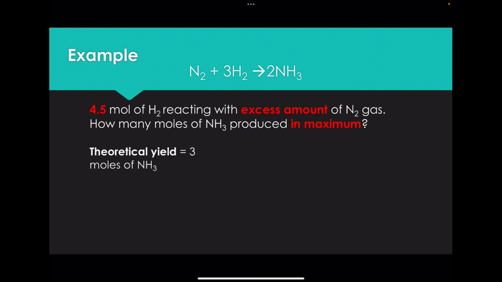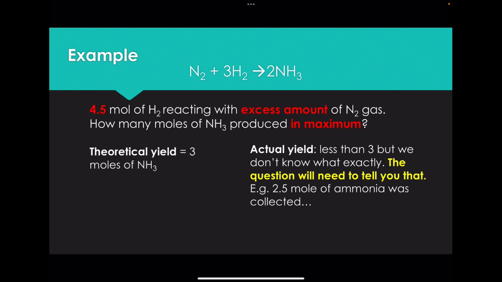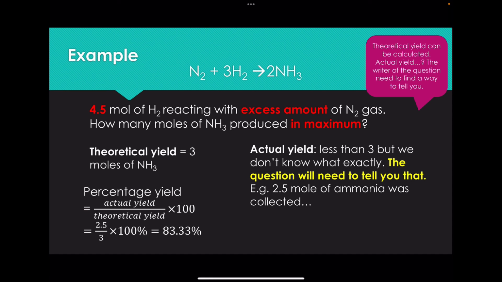Since the actual yield is subject to many other factors that we don't know, we can expect it to be less than 3, but we will never know the exact amount. The point is, the question will always have to tell us what is the actual amount of product being produced. They might tell us that in reality, 2.5 moles of ammonia was detected, which for us means that the percentage yield could then be calculated as 2.5 over 3 and converted to a percentage.